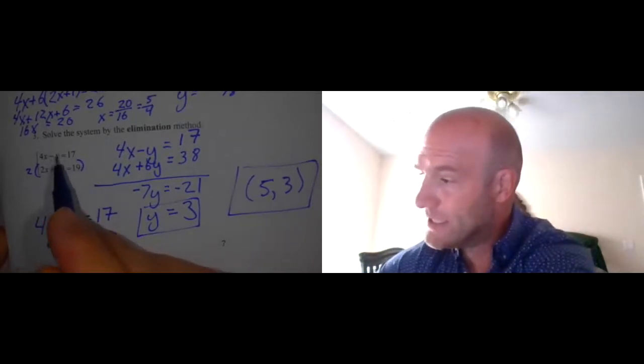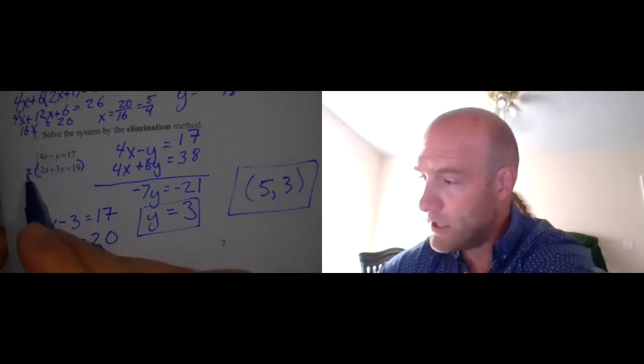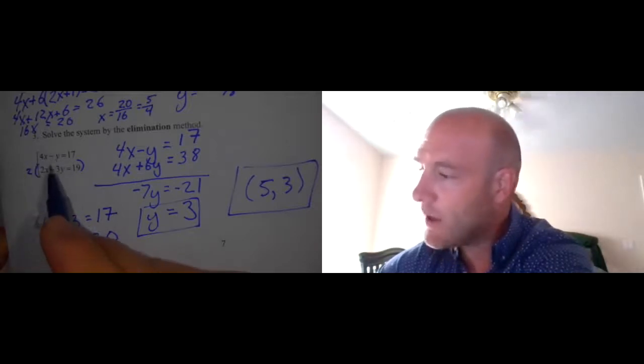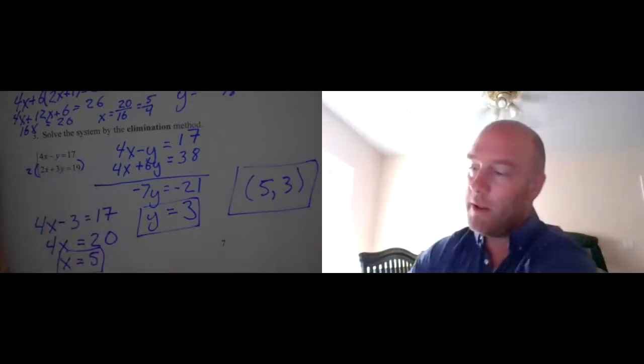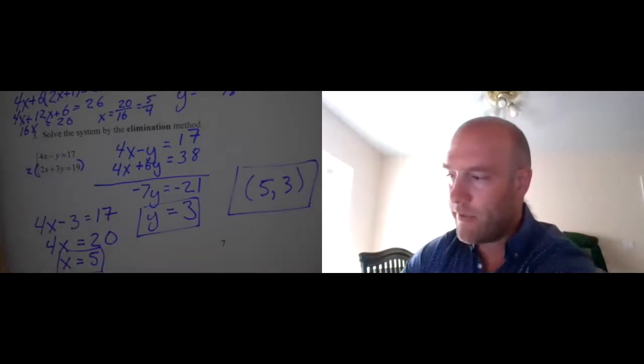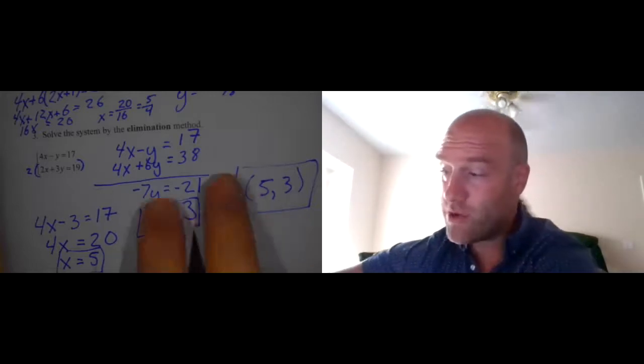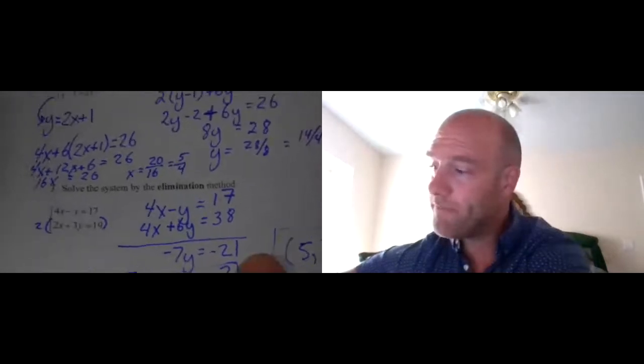People might have noticed that instead of multiplying the bottom equation by 2 and eliminating x, maybe I multiply the top equation by 3 to help eliminate y early on in the game. And that would be perfectly fine as well. In that case, you get to add instead of subtract. Yay.